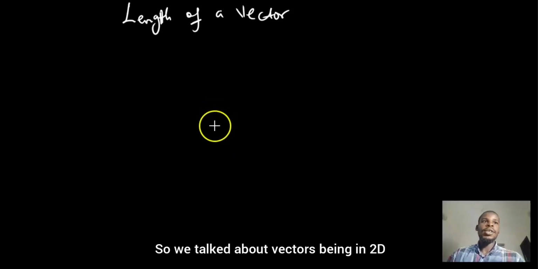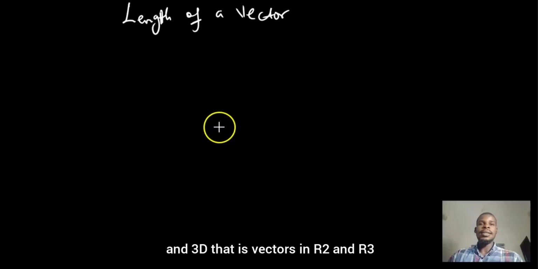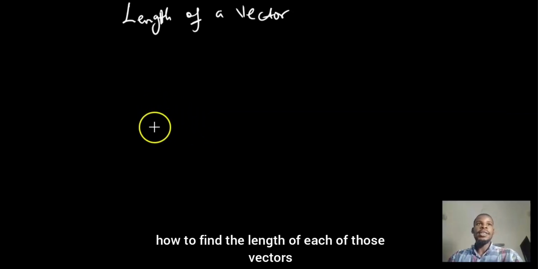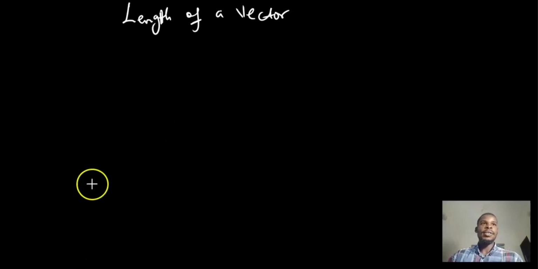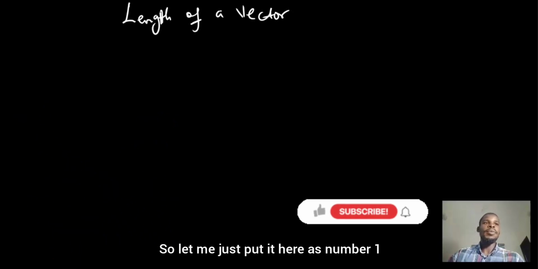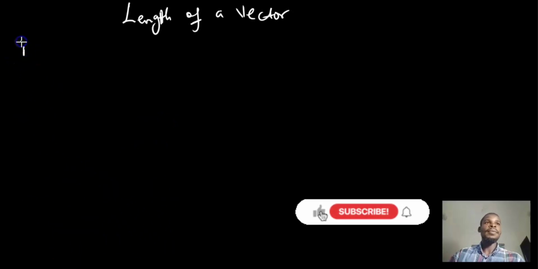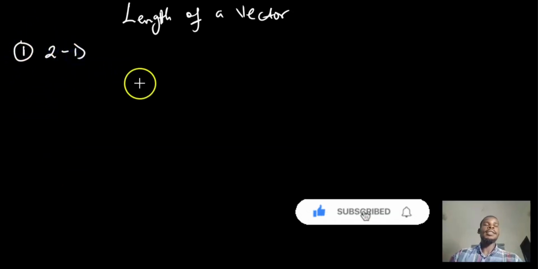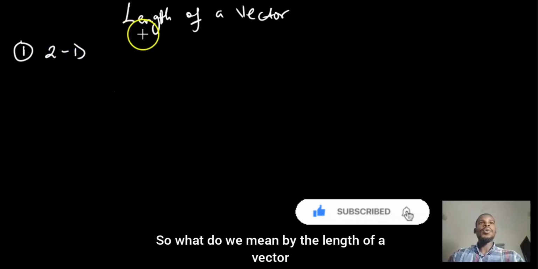We talked about vectors being in 2D and 3D, that is vectors in R2 and R3. We're going to learn how to find the length of each of those vectors. So we start off with 2D, as number 1. If the vector is in 2 dimensions, what do we mean by the length of a vector?